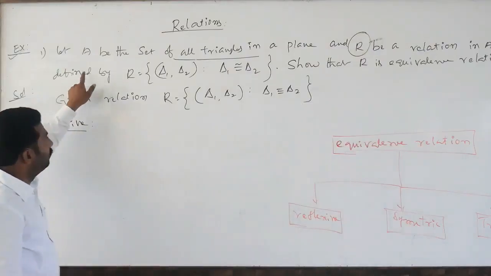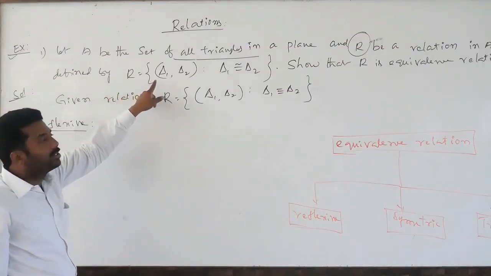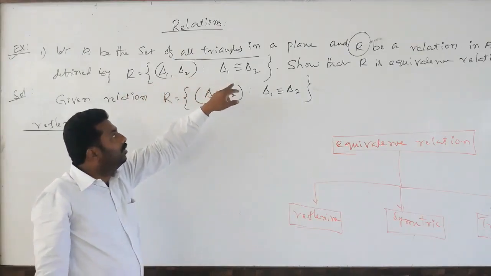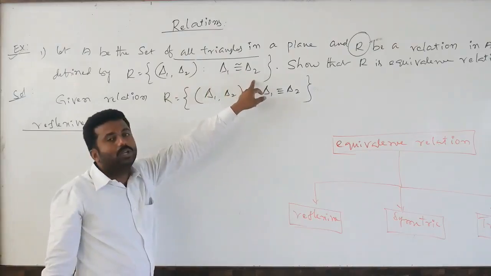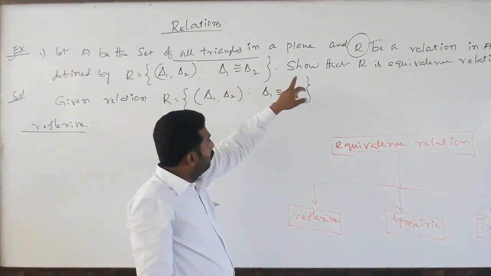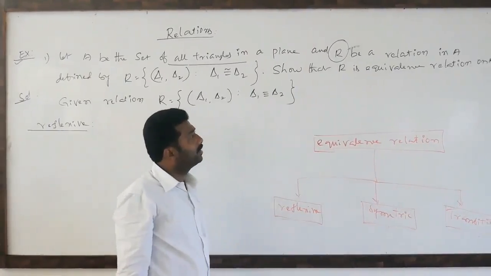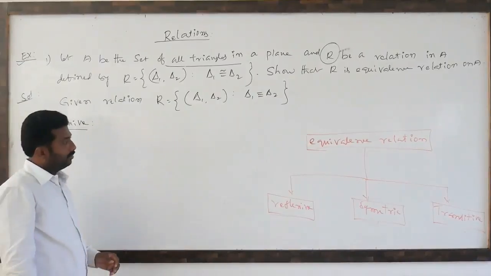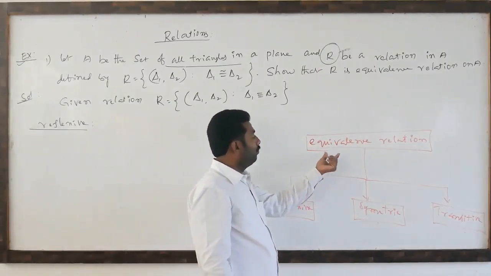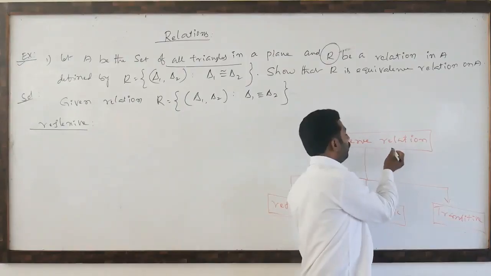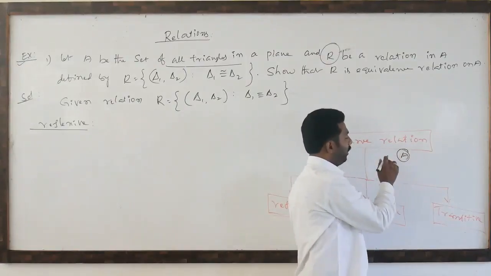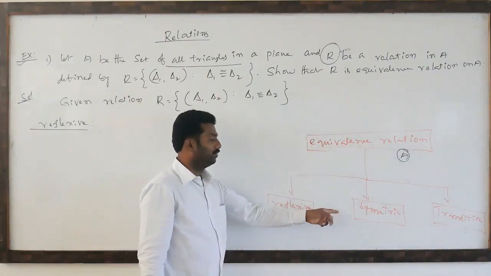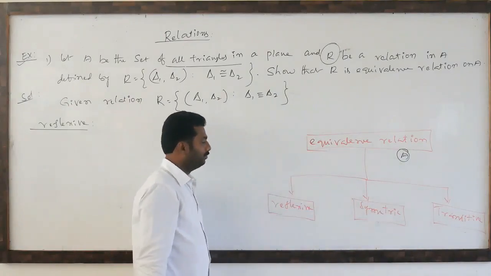How do they define it? R equals the set of (delta 1, delta 2), meaning (triangle 1, triangle 2), such that triangle 1 is congruent to triangle 2. Then show that this relation capital R is an equivalence relation. To prove whether a relation is an equivalence on a non-empty set capital A, it is enough to show that capital R is reflexive, symmetric and transitive.